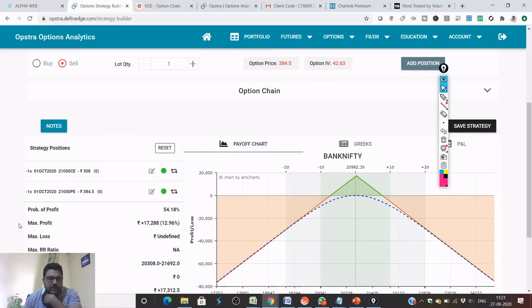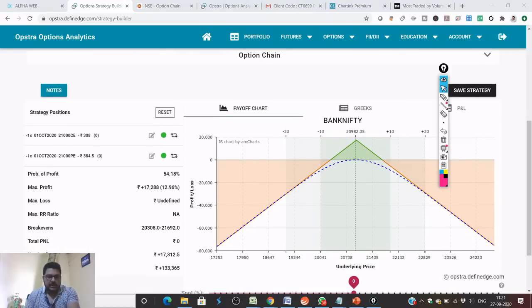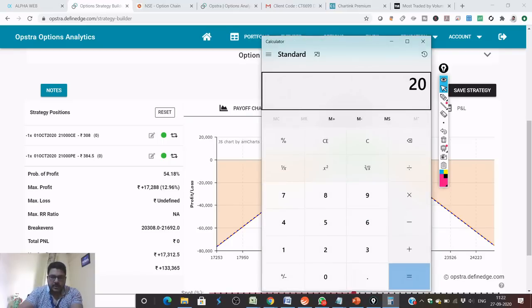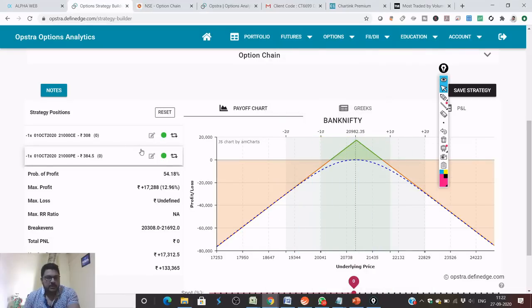Okay, so this looks risky because here we are seeing 17,282 is our profit if the market stays in this range. And what is the range here? We can calculate. So range is about 20,308 minus 21,692. So this is about 1300 points range for Bank Nifty. So do you think it's possible that Bank Nifty can move 1300 points? We are not sure. If it starts moving, even if it moves a little bit, your position will go into negative territory. So let's play around.